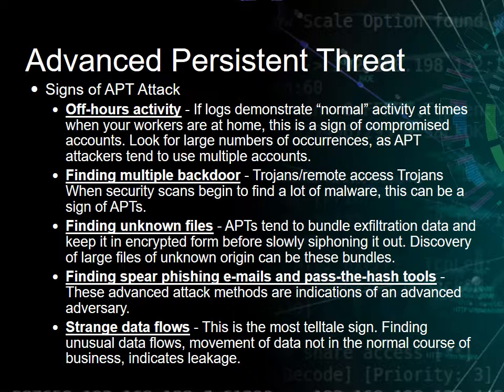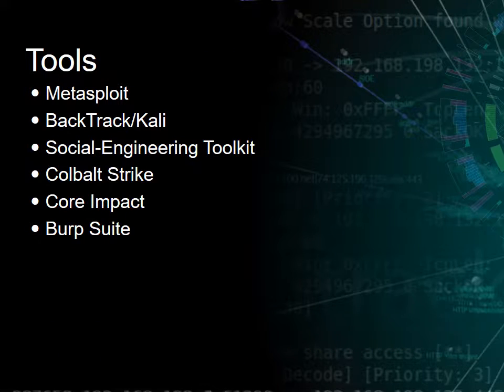Finding unknown files: the APTs tend to bundle exfiltration data and keep it in encrypted form before slowly siphoning it out. Finding spear phishing emails and pass-the-hash tools, and strange data flows. So if you're seeing a large amount of data moving out of a particular computer on a weekend night when nobody should be there moving any data, that might be the sign of an APT. They'll use things like remote access trojans or whatever, where they basically get a nice backdoor, or they install some kind of tool that allows them to take control of your system.